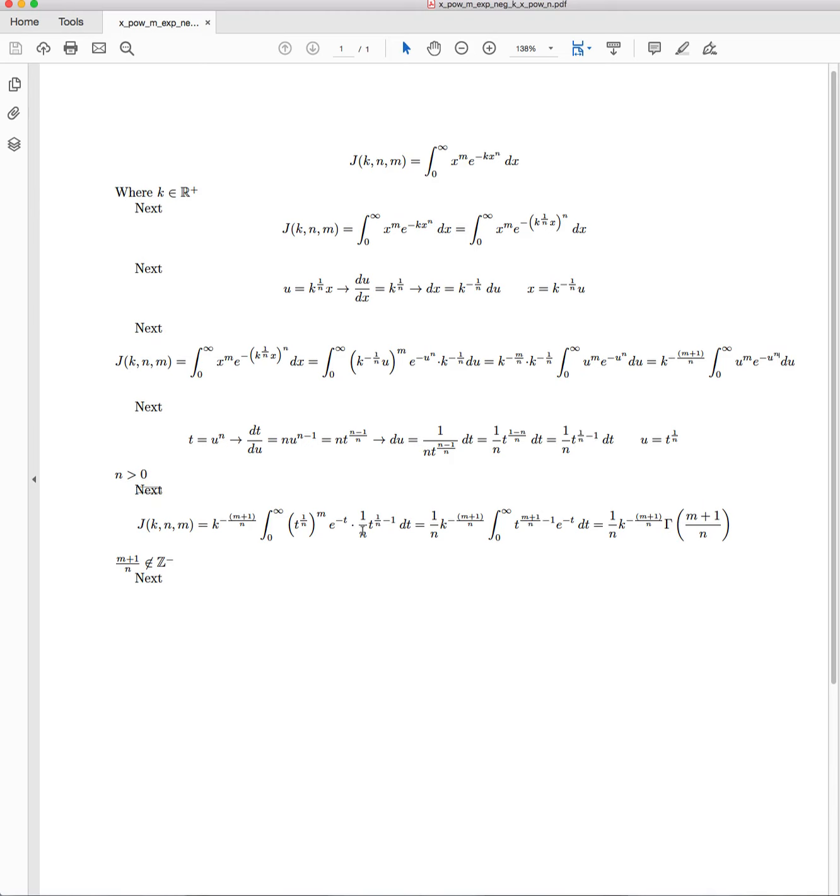So 1 on n is obviously just a constant, so we're going to bring it out the front, which is what we've done here. As before, the bounds remain unchanged. Here we've got a t term, so we have t to the power of m over n, and we also have t to the power of 1 over n minus 1. So combining that all together, that's just m plus 1 over n, subtract 1. So just indice laws. e to the negative t dt. And so you'll see here, this is in the exact form of the gamma function.